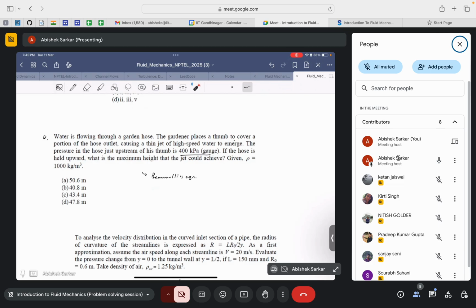Mention the assumptions, that is, flow is steady, inviscid, constant density, because it's given that rho is a constant value, so rho is equal to constant, and say along a streamline.